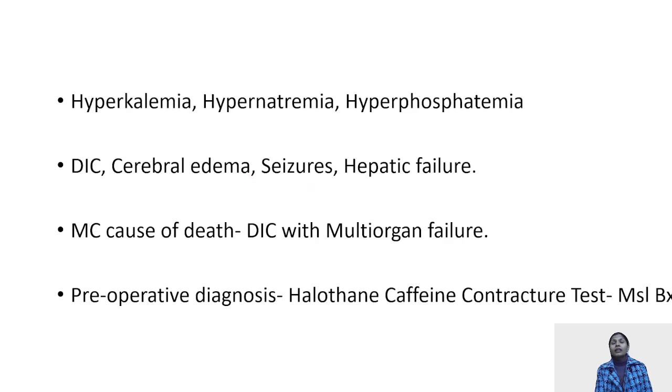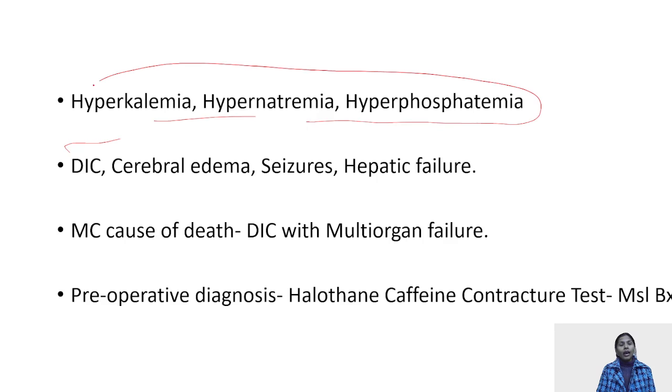Other than that, the electrolyte imbalances which can be seen in malignant hyperthermia: we have RBC lysis, so hyperkalemia. We can have hypernatremia, hyperphosphatemia. All hyper things. We can have DIC, cerebral edema, seizures, hepatic failure. The most common cause of death in malignant hyperthermia is multi-organ failure.